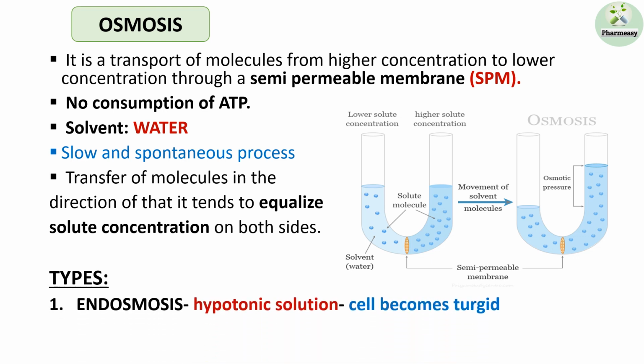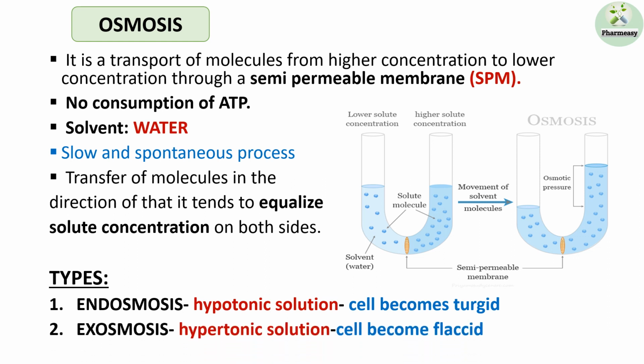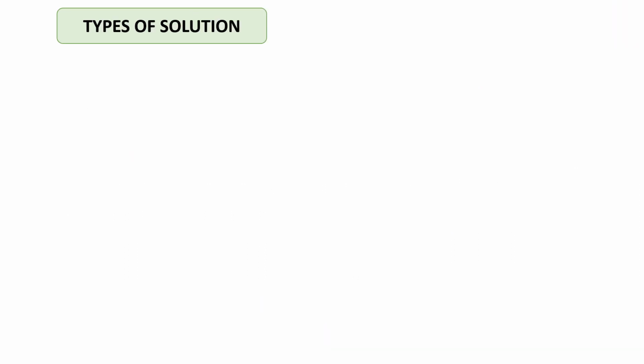In endosmosis, when a substance is placed in a hypotonic solution, the solvent moves inside the cell and the cell becomes turgid. In exosmosis, when a substance is placed in a hypertonic solution, the solvent molecules move outside the cell and the cell becomes flaccid. And there are three types of solutions, that is isotonic, hypertonic and hypotonic.